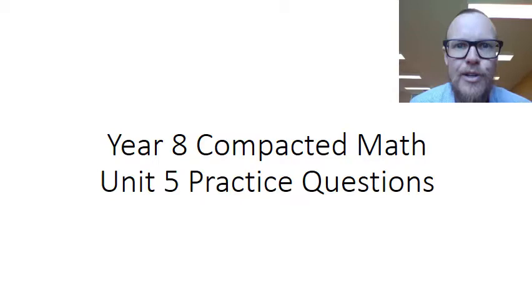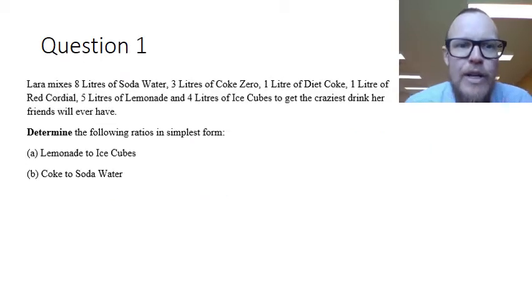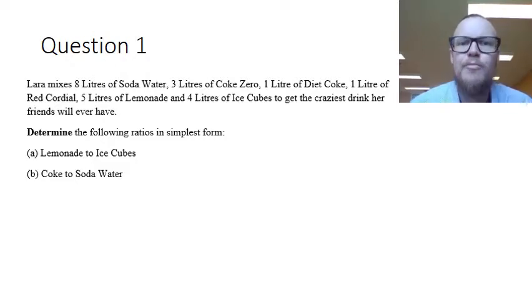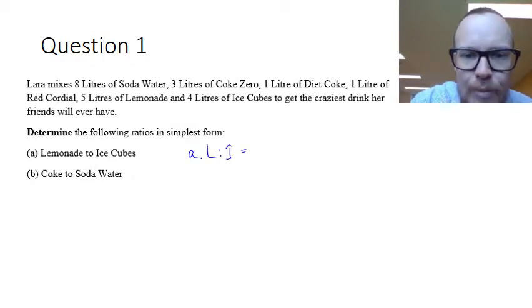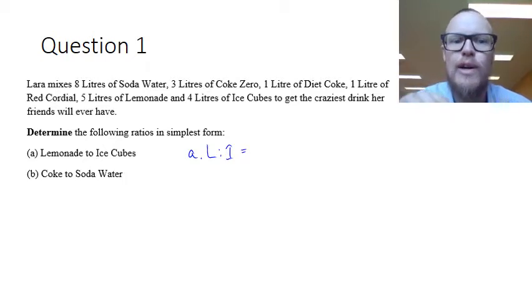Okay guys, we're going through the practice questions, so here we go. First question, we've got Lara mixing some soft drink. We need to determine some ratios in simplest form. First one, A, is lemonade to ice cubes. We should label it to make sure it's very clear which ratio we're doing.